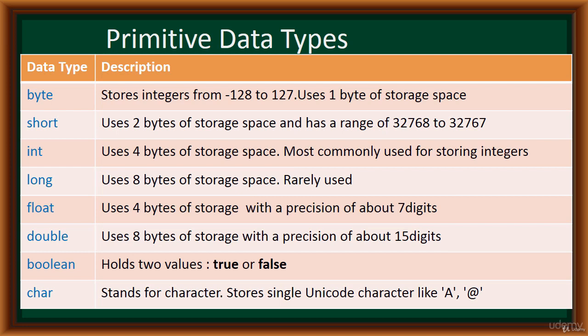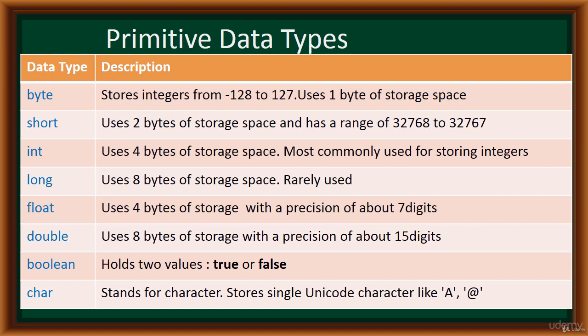Next, we've got the long data type. The long data type uses 8 bytes of storage space. It is rarely used unless you really want to store large integer values, such as the number of inhabitants on Earth. So it's not a data type that is frequently used. If you want to specify a long value, you'll need to add the suffix L to the end of the number.